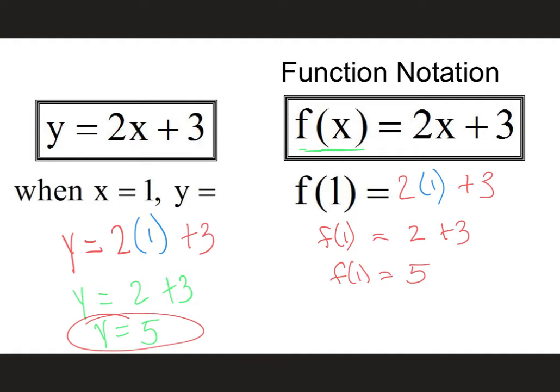So notice that y equals 5 and f of 1 equals 5, because they were the same equations, just written in a different way. Also, I told you in the first one, x equals 1. Well, I basically told you the same thing here. I just used function notation because I said f of 1, which basically means x equals 1.